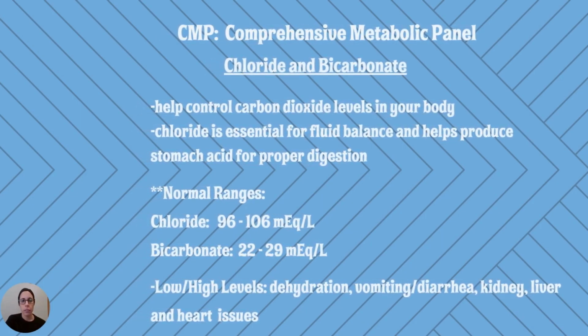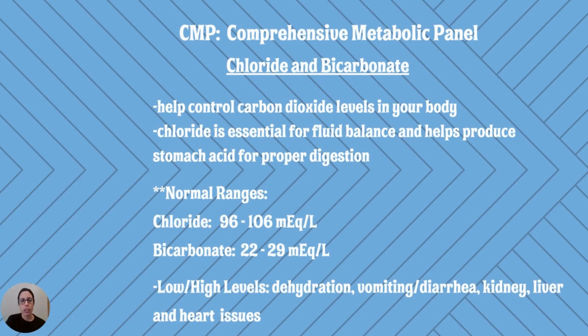So the next two values as part of the comprehensive metabolic panel are chloride and bicarbonate. So these help control carbon dioxide levels in your body. And chloride is essential for fluid balance and it helps produce stomach acid, which is helpful for proper digestion. The normal ranges for these are listed on your screen. And so if you have low chloride or bicarbonate, or high levels of chloride or bicarbonate, these can both be related to dehydration, vomiting, or diarrhea, and also be indicative of kidney, liver, and heart issues.